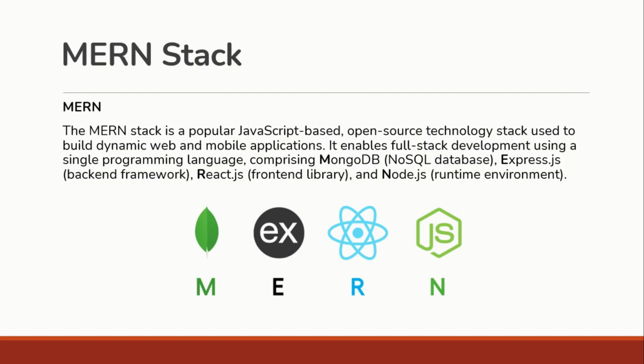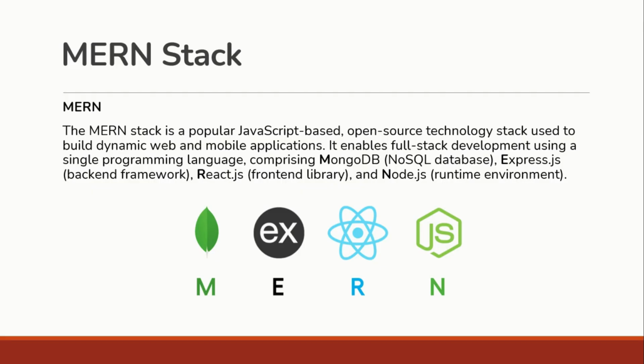MERN stack is a popular JavaScript based open source technology stack and it's used to build dynamic web and mobile applications. It enables full stack development using a single programming language and it comprises MongoDB, which is a NoSQL database, Express.js, which is a backend framework, React.js, which is a front end library, and Node.js, which is a runtime environment.